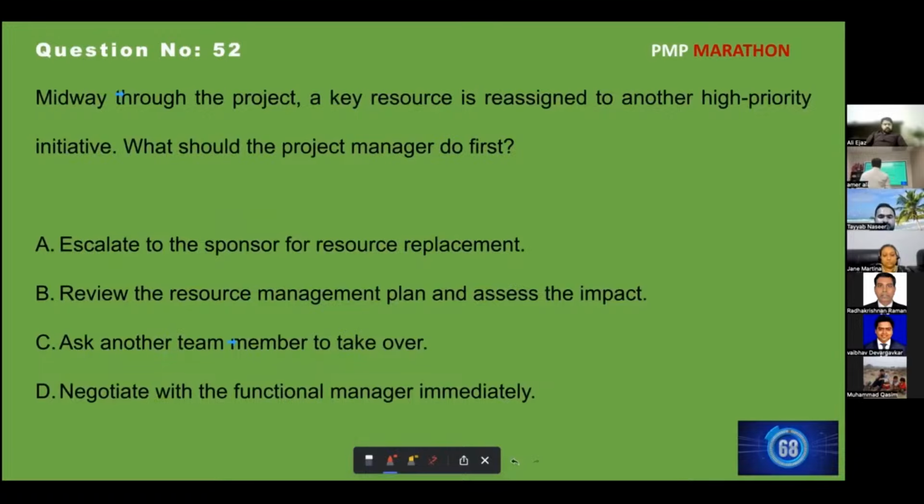Midway through the project, a key resource is reassigned to another high priority initiative. Escalate to the sponsor, review the resource management plan and assess the impact, ask another team, or negotiate with the functional manager? We always review it. We identified that in the project, so if this happens, what should I do? We always review it. B is the right answer.